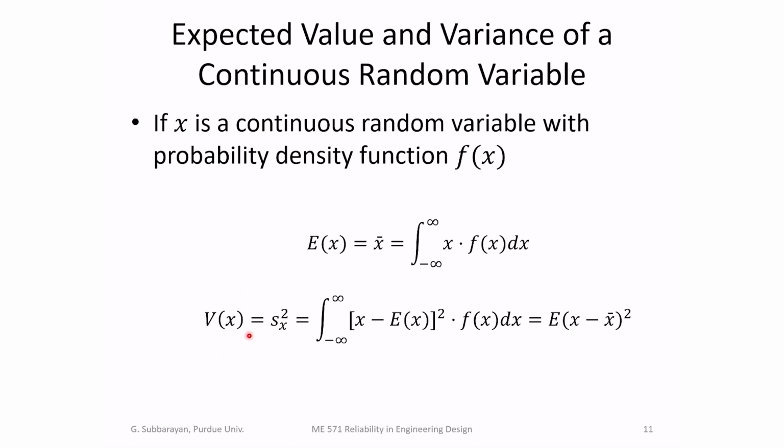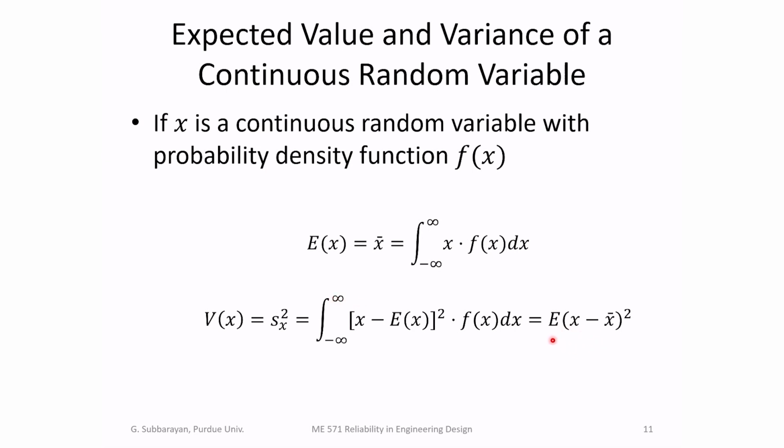In the same way, variance of x is the integral going from minus infinity to plus infinity. Again, this is the definition of expected value of x minus expected value of x, whole squared. And expected value of x is the mean value. So this is the definition of expected value of x minus x bar, the whole squared. And that's x minus E of x squared times the PDF integrated between the limits of minus infinity and plus infinity.